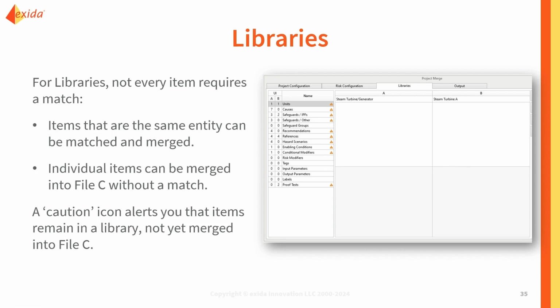But you might also have items that have no match. And in that case, you can use that merge button to move them over so they're included in file C, but they don't have a corresponding match from the other file. The caution icon is going to alert you that items remain in the library and they're not yet merged into file C. So that means that you're leaving them behind and they won't be included.